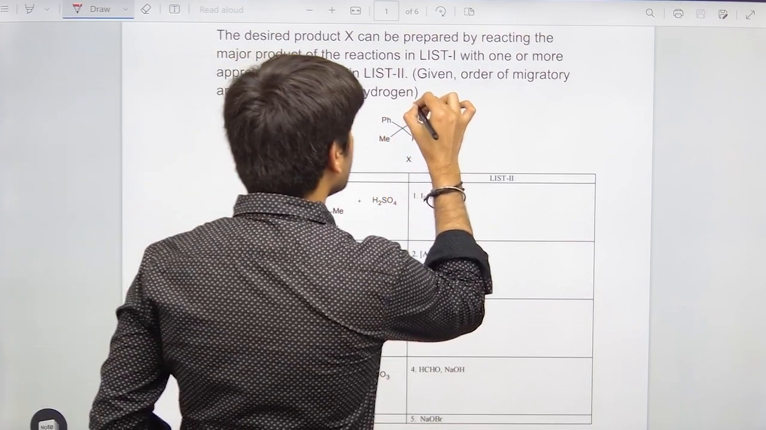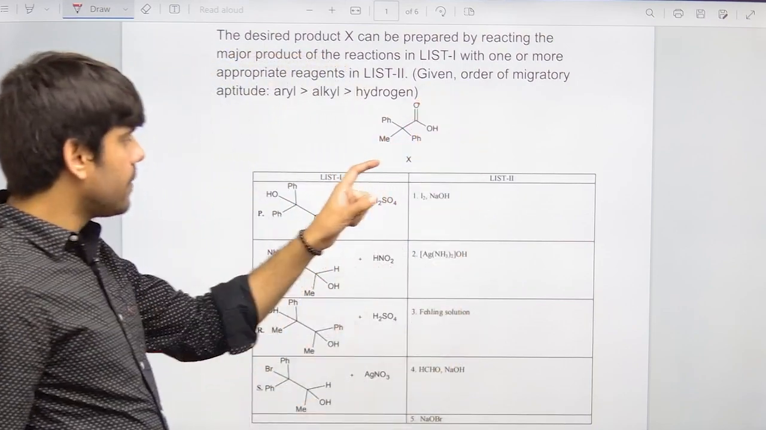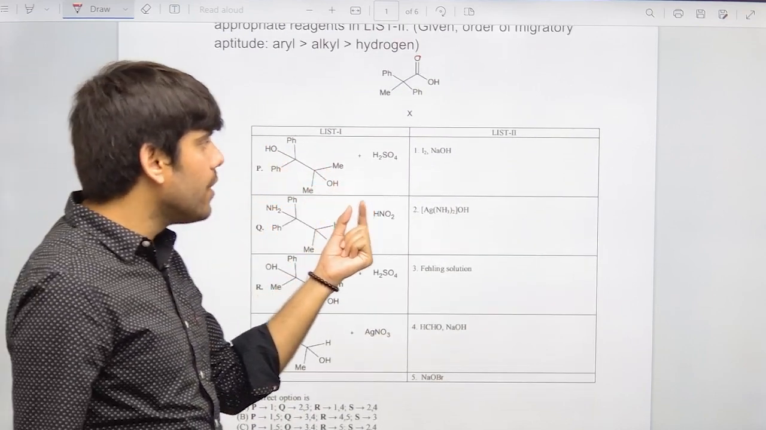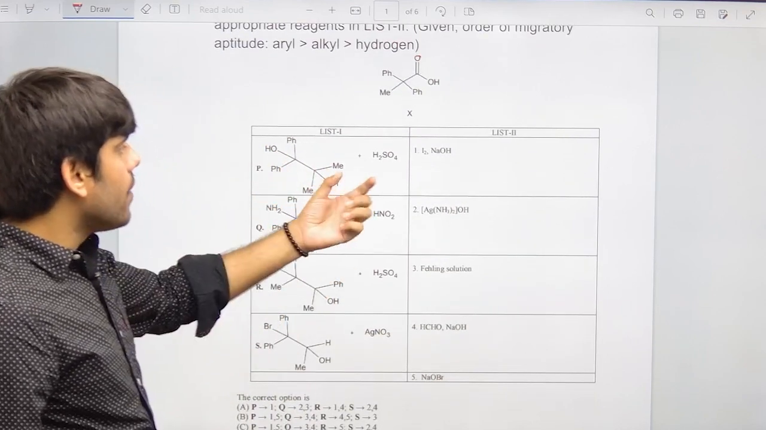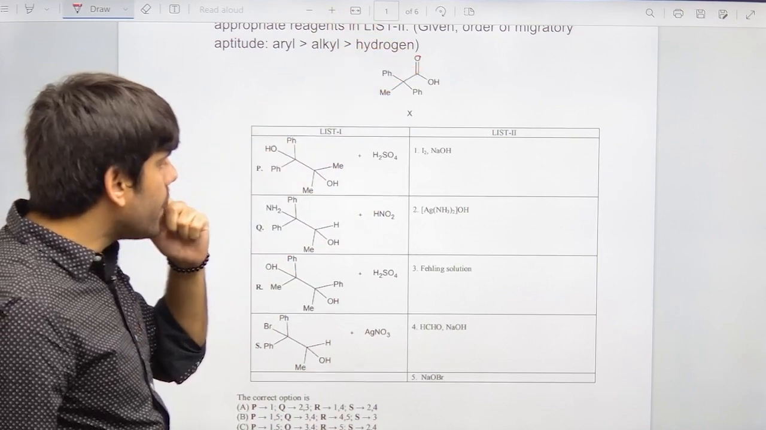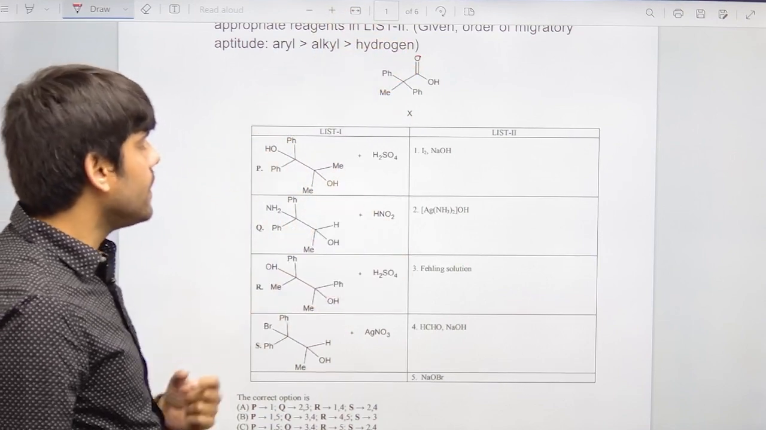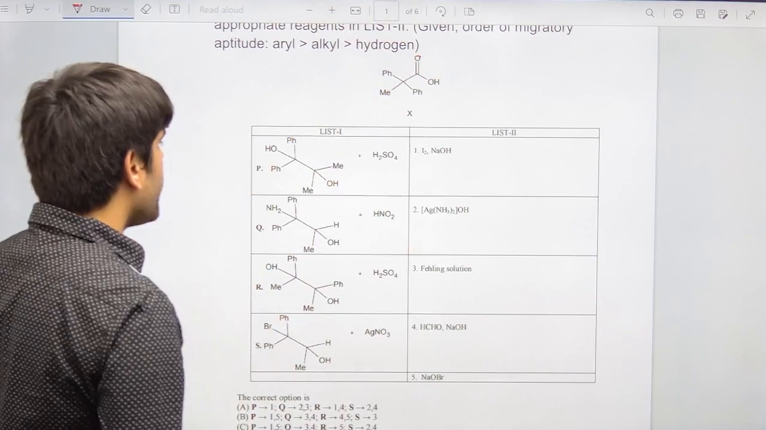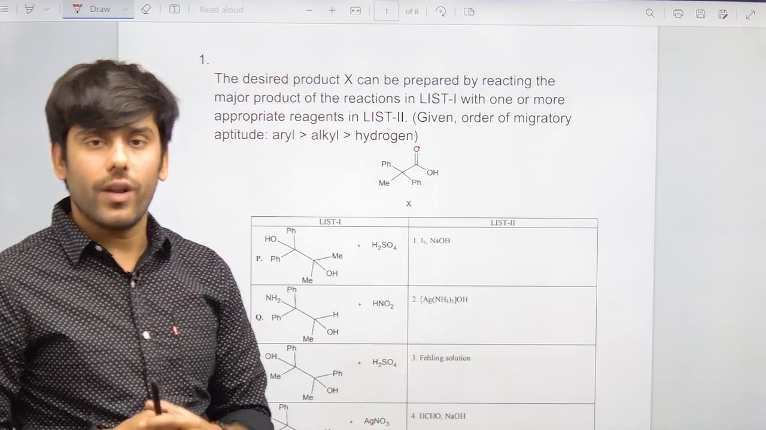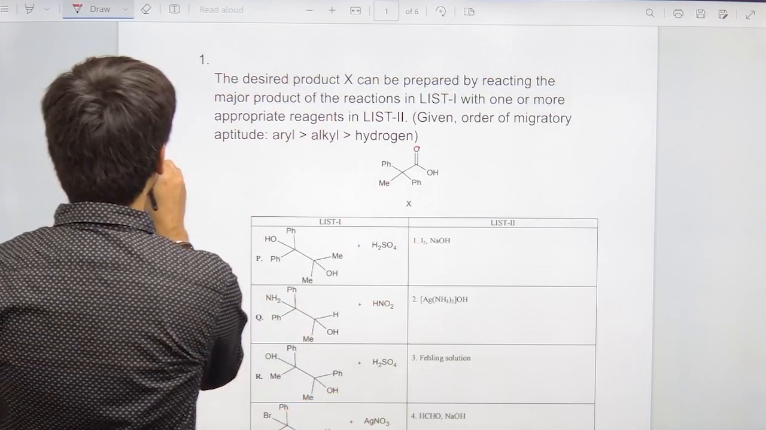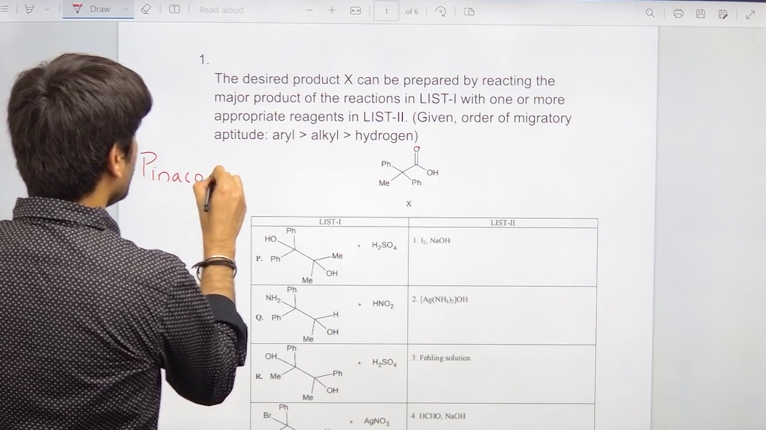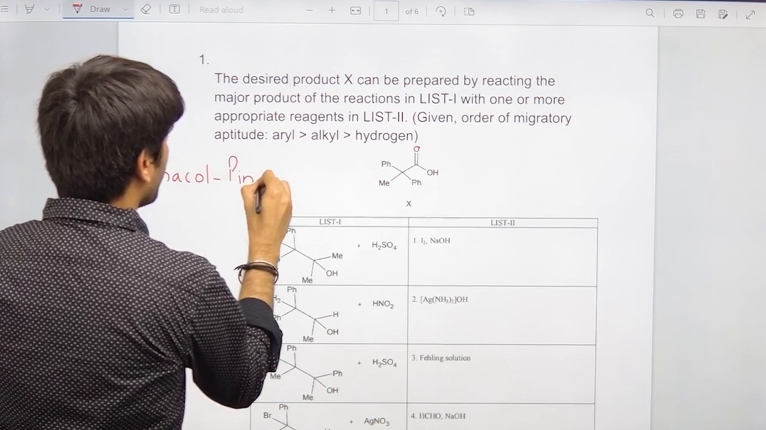So basically this is the desired product. And in list 1, we have a set of reactions. Now we need to know what reagent will be used in these following reactions to get this desired product X. So basically this entire problem is based upon one reaction, and that is the pinacol-pinacolone rearrangement.